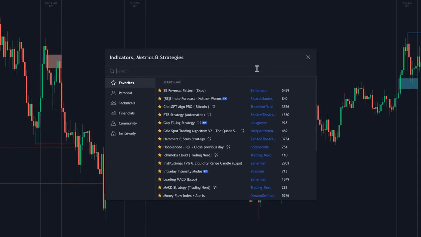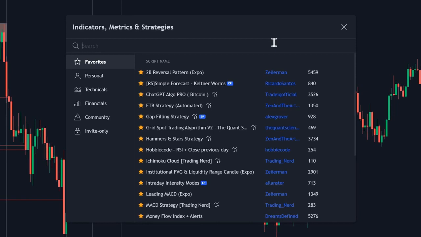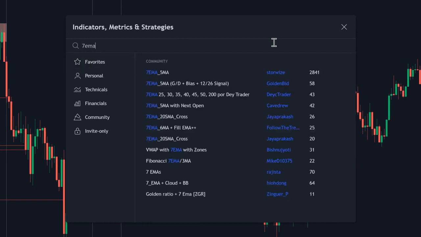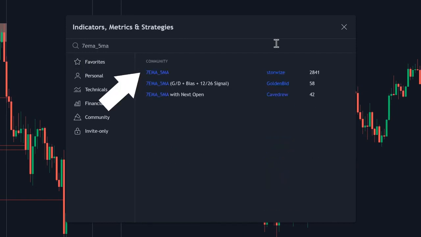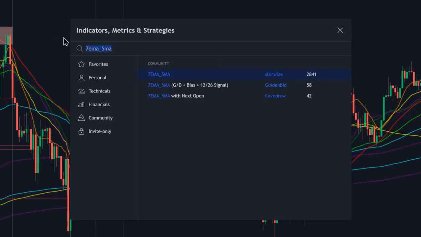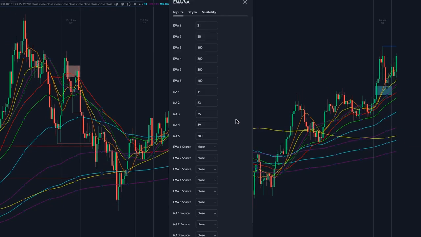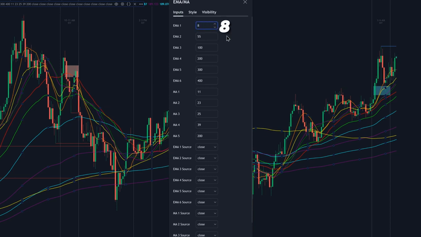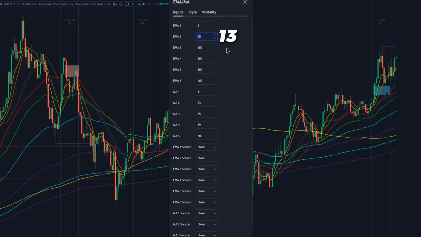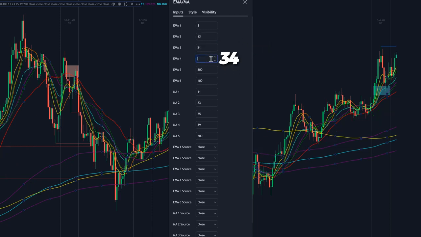Open the indicator search tab and look for an indicator called 7EMA_5MA. This one by Storewise. Then double click on it so we can change some settings. On the inputs tab, you want to change the length for EMA1 to 8. EMA2 length is going to be 13, EMA3 is 21, and EMA4 is 34.